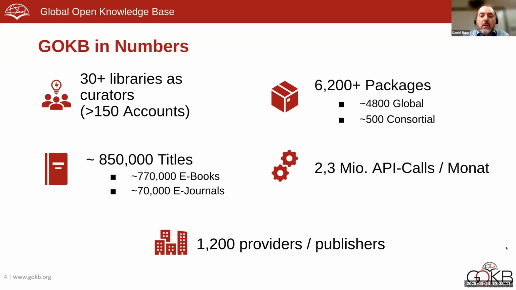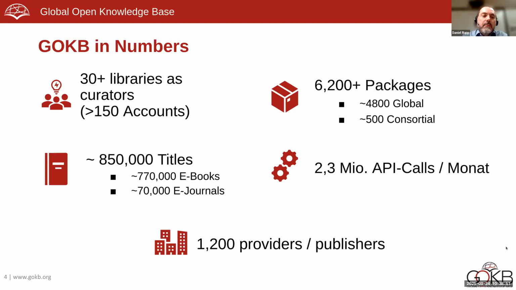We have more than 6,200 packages right now. Absolutely the most packages are global packages. That means that they are directly from vendors and can be used in a global sense. And we have 500 consortial packages, and around 1,000 packages, 900 packages are local packages that are only used by a specific library, such as a certain selection of titles of an EBSCO package or so.